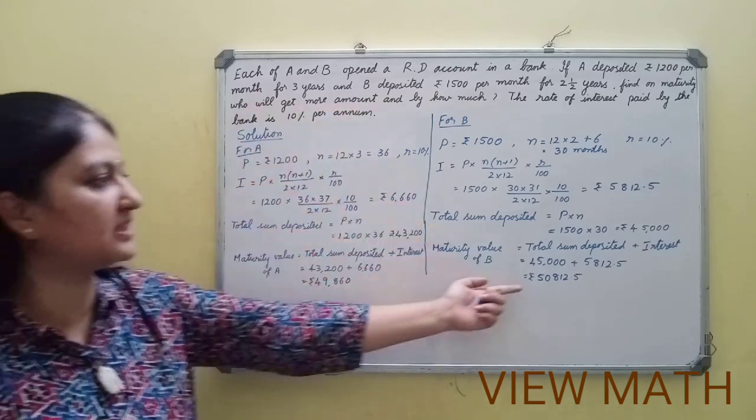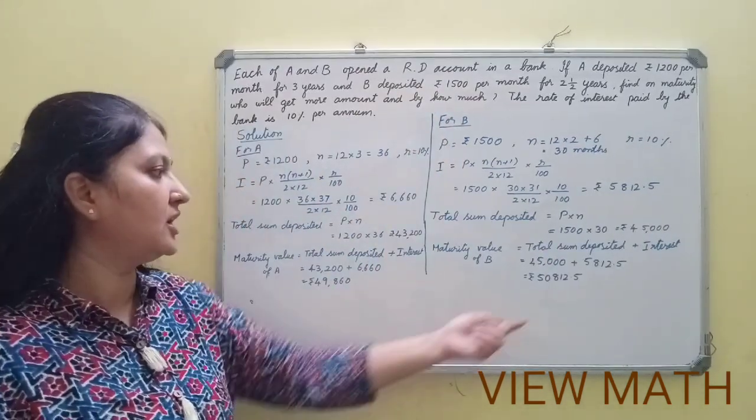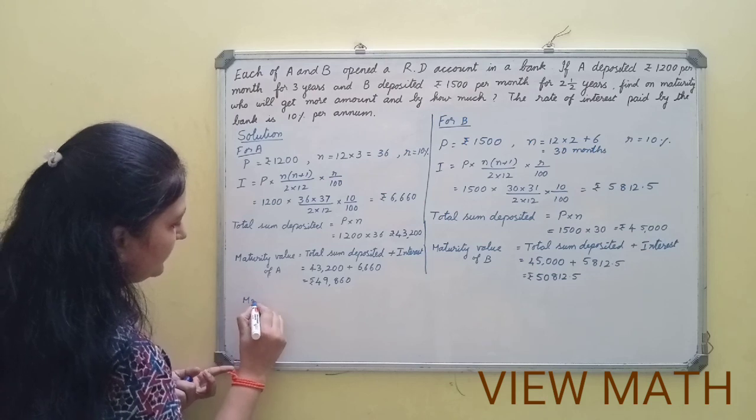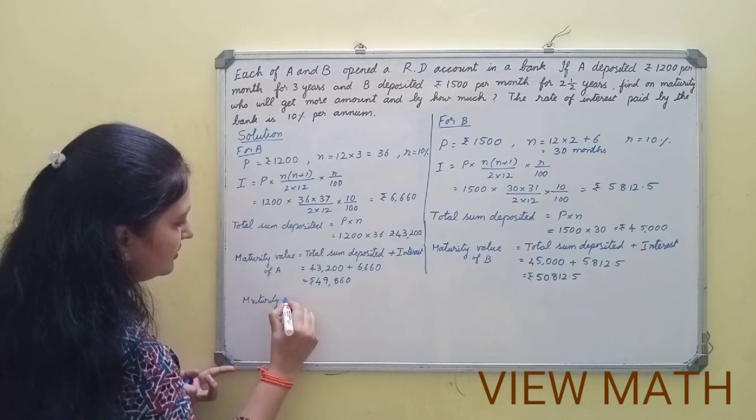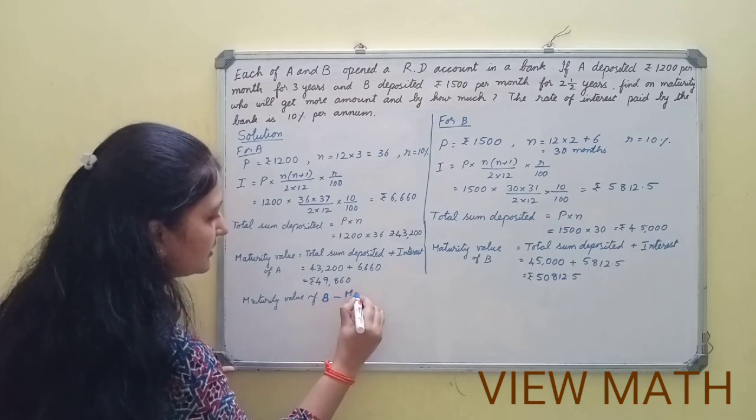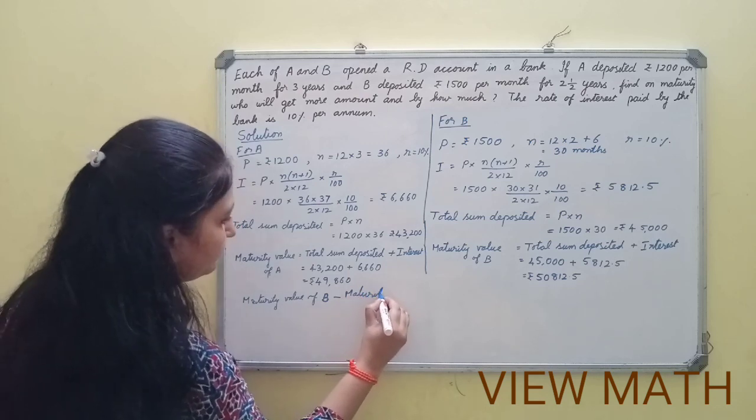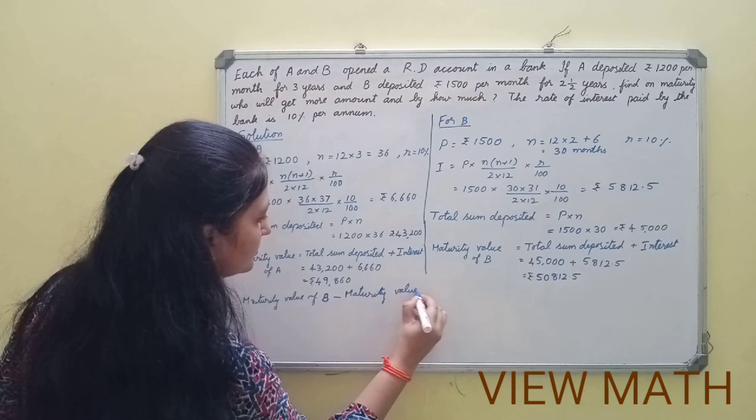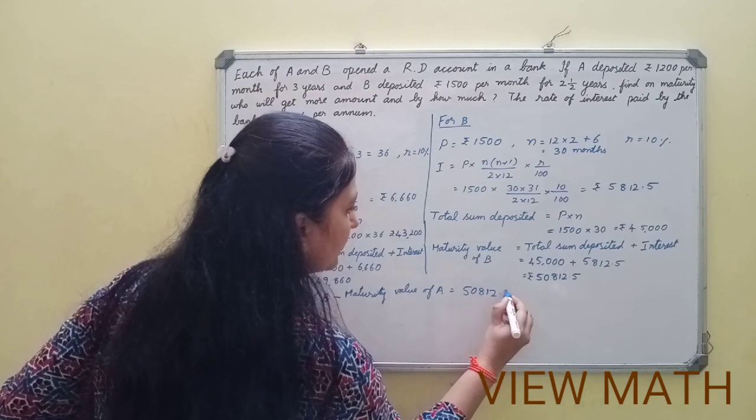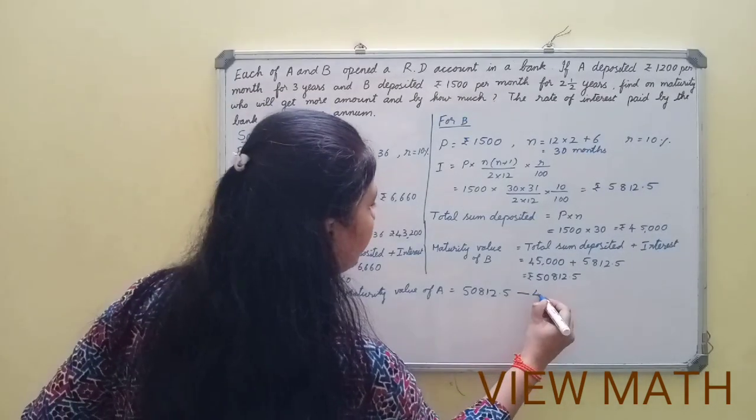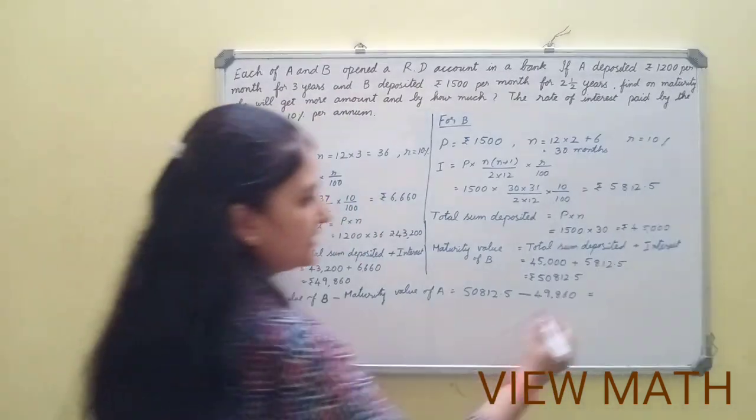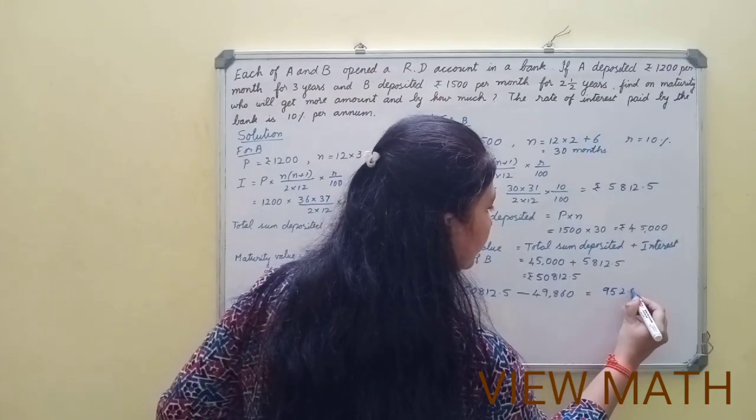So who will get more amount? B will be getting more amount, and by how much? How much they are asking us to find out? So we have to find out the difference. Maturity value of A, your B is greater, so B minus maturity value of A is equal to maturity value of B, which is 50,812.5, minus maturity value of A, which is 49,860. So the answer is 952.5.